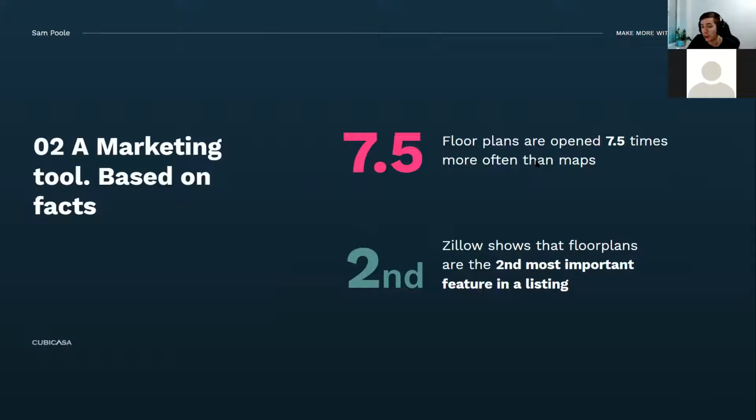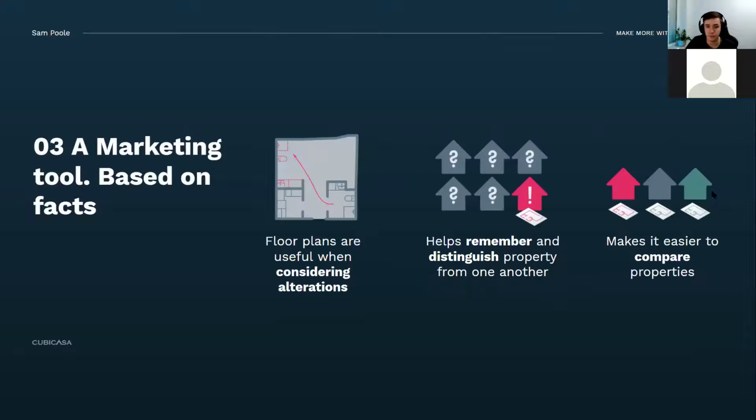Floor plans are actually opened 7.5 times more often than maps. And Zillow shows that floor plans are the second most important feature within a listing, according to their click-through ratios and other data.